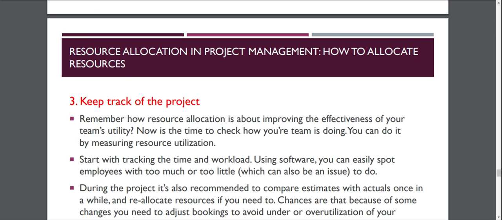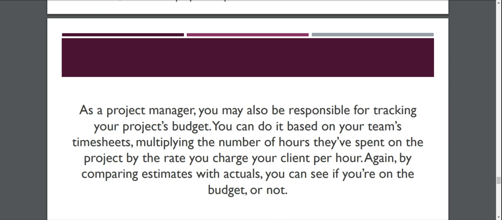And you have to keep track of the project, of course. You have to know what is happening along the way of the project. So as a project manager, you may also be responsible for tracking your project's budget. So it's not only the timeline, but also the budget. You can do this based on your team's timesheets, multiplying the number of hours they have spent on the project by the rate you charge your client per hour. Again, by comparing estimates with actuals, you can see if you are on budget or not.